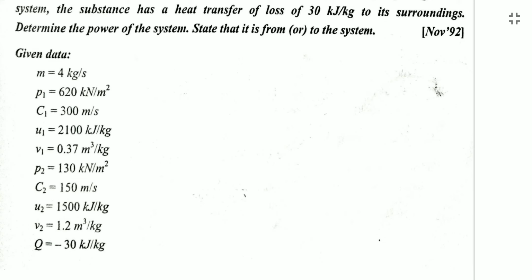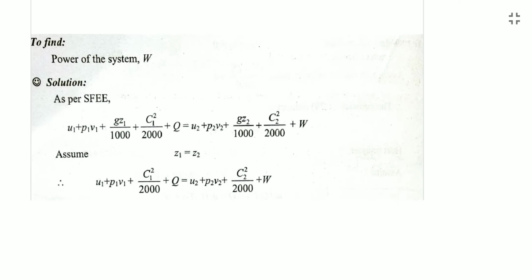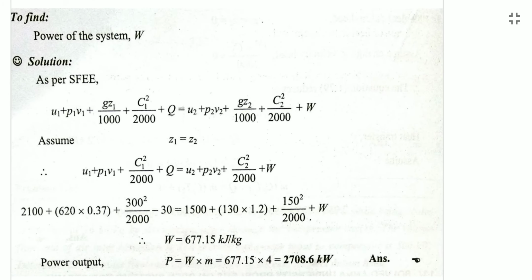Determine the power of the system. So we have to find how much power. Here we understand the given data: inlet pressure, velocity, internal energy, inlet specific volume, then outlet pressure, velocity, outlet internal energy, outlet specific volume, and heat transfer are also given. So we have to find the power. Power means work done by the system, W.